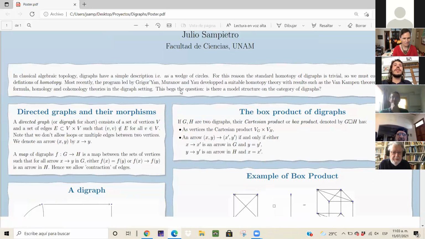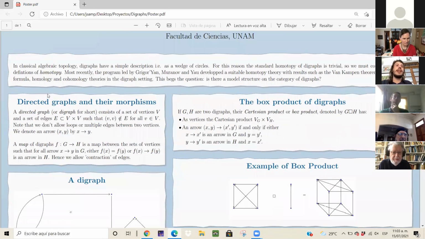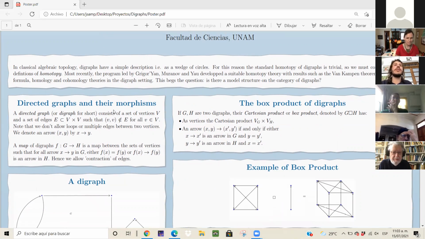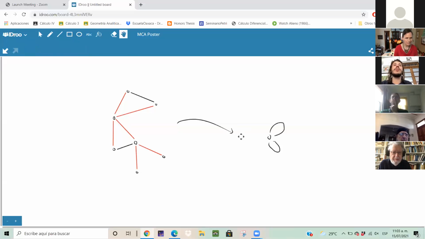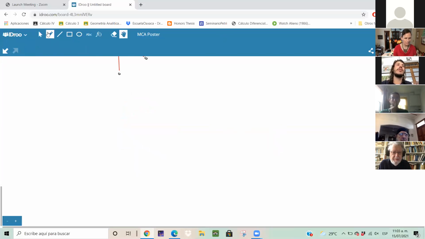So first of all, we have to be clear on what we mean by a directed graph. A directed graph, or a digraph for short, consists of a set V of vertices and a relation E on the set of vertices, such that (v, v) is not an element of the relation for all v in V. So in our context, we deal with directed graphs that don't have multiple edges. So since it's a binary relation, we don't allow multiple edges.